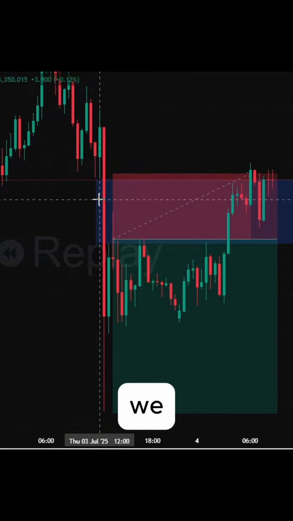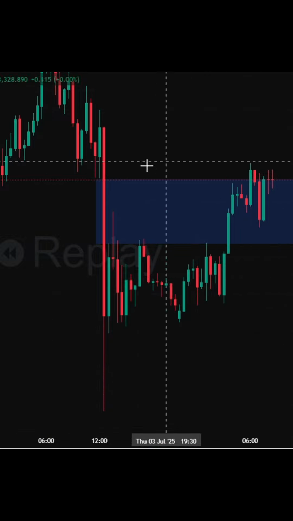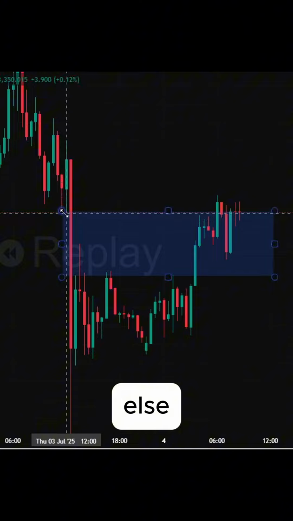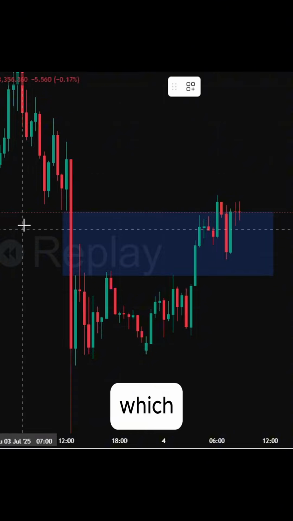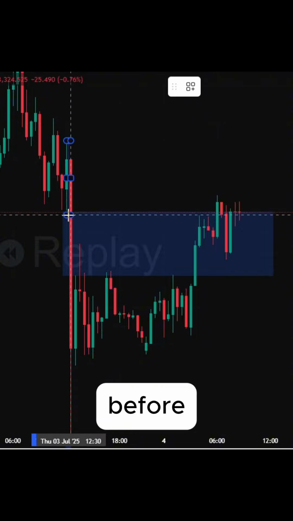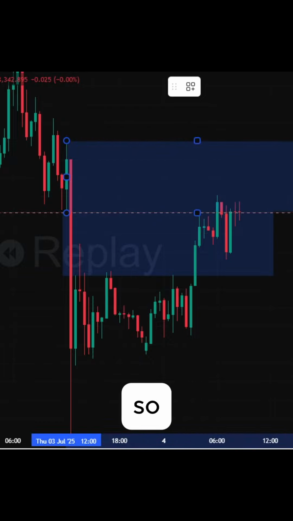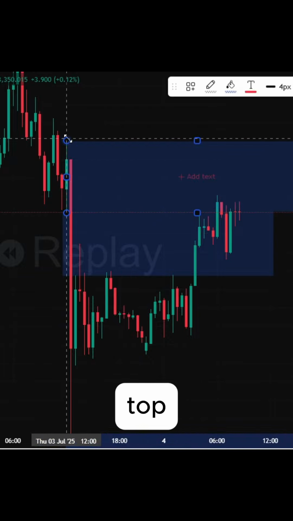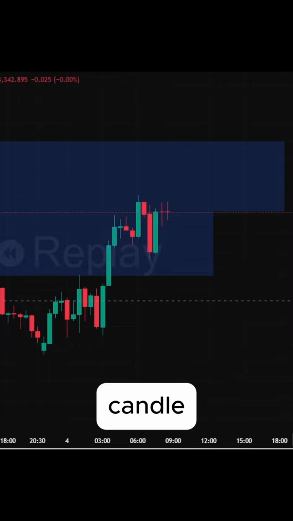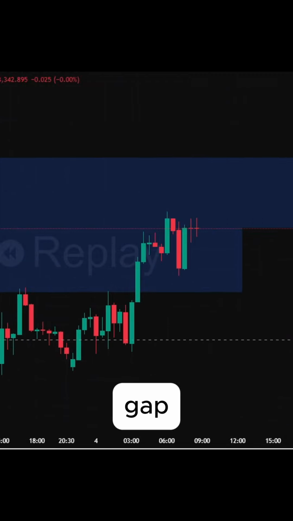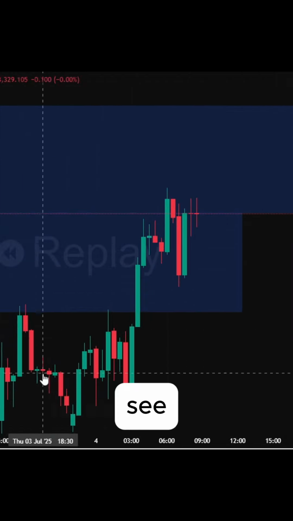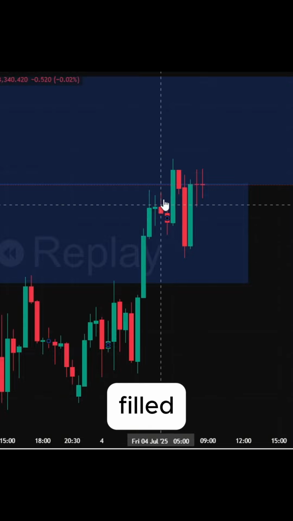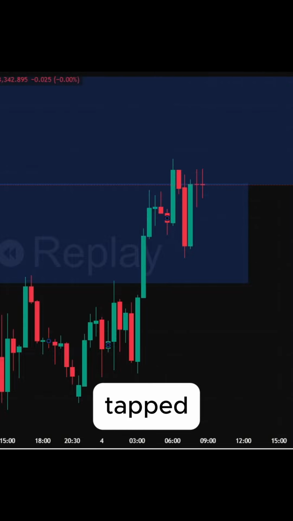So now we know that we have a fair value gap here. And now we're going to use something else called an order block, which is the entire wick before the fair value gap was created. So we're going to mark it just like so. Top of the wick, bottom of the wick of the last candle before the fair value gap. As you can see, while the fair value gap was being filled, the order block has been tapped.